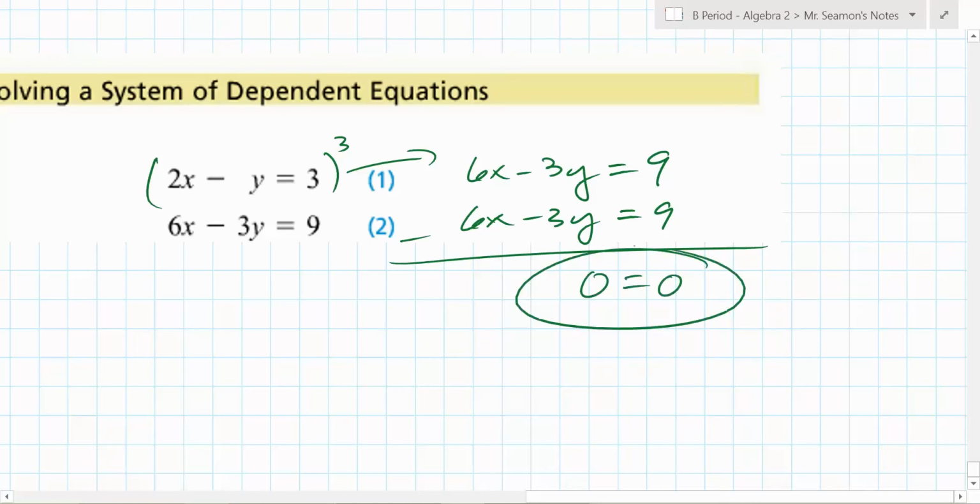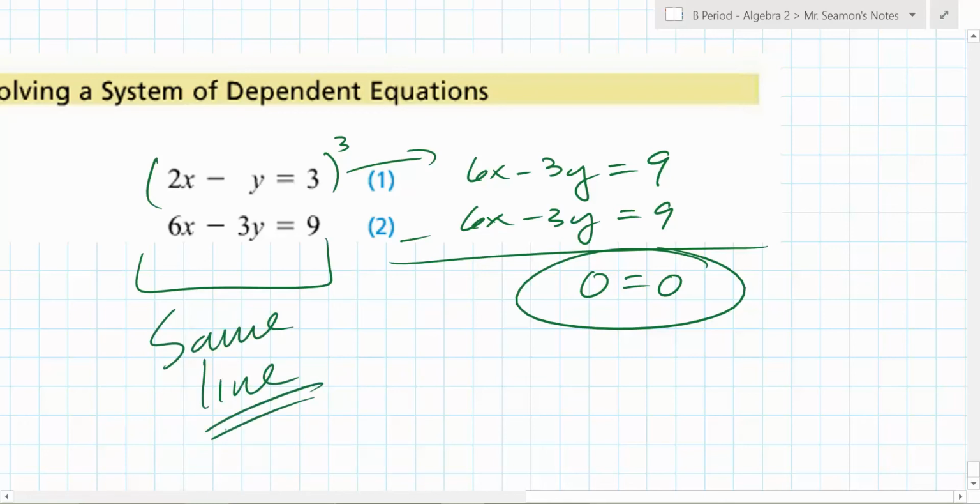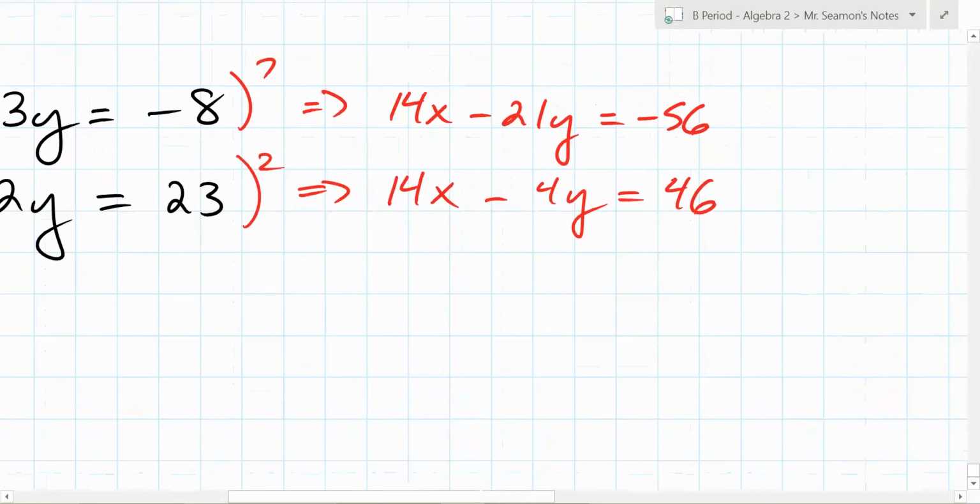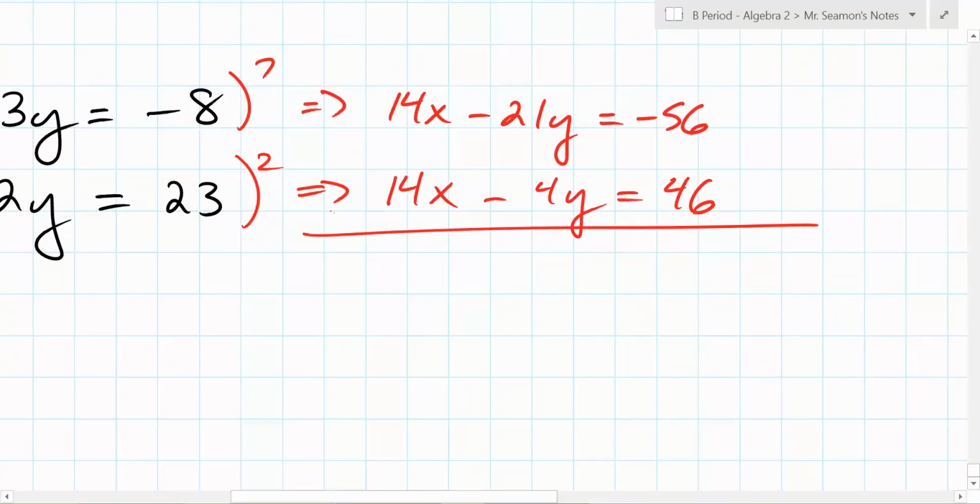0 equals 0. Is that the same type of answer we got before? No. That's true. So what does this mean? It's the same line. Now, Sadeh, what did you then do here? You can then subtract if you want to.